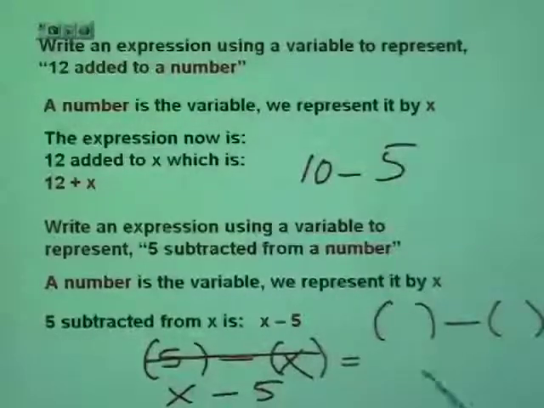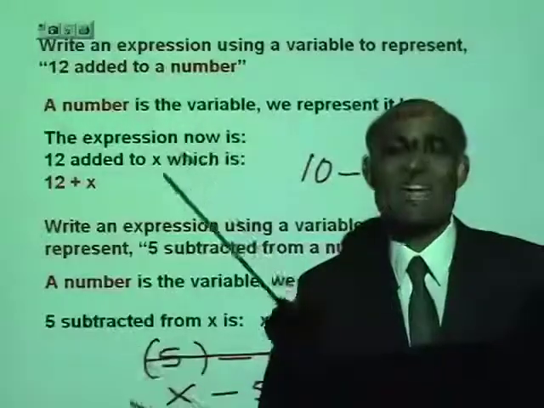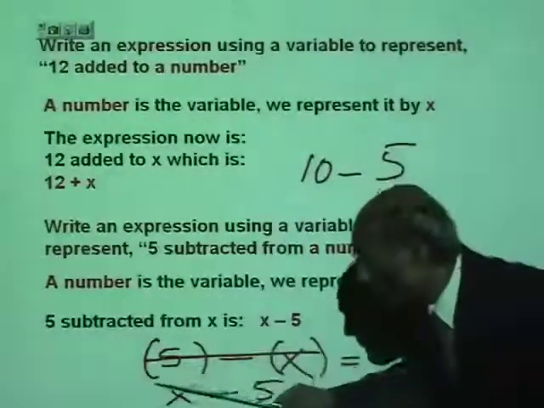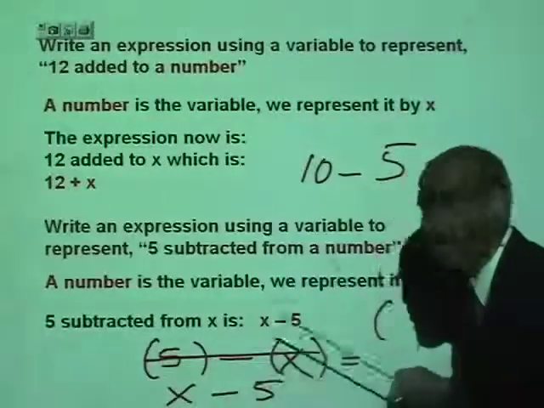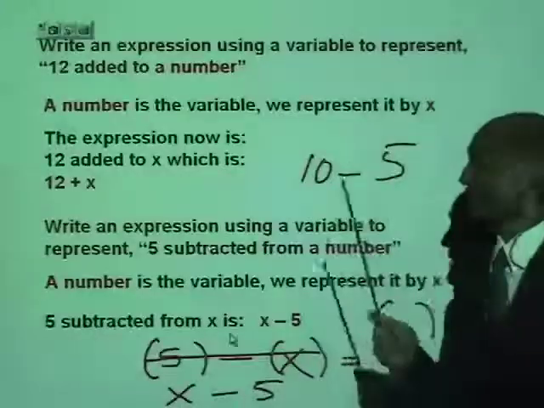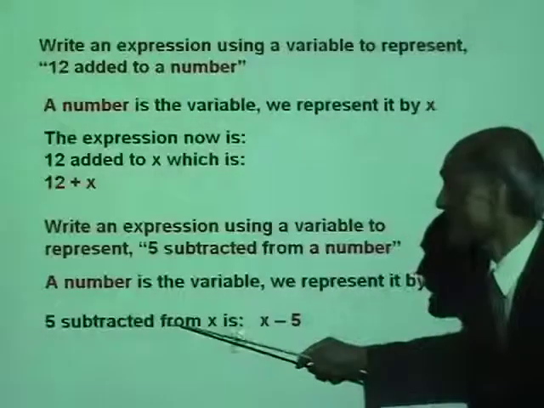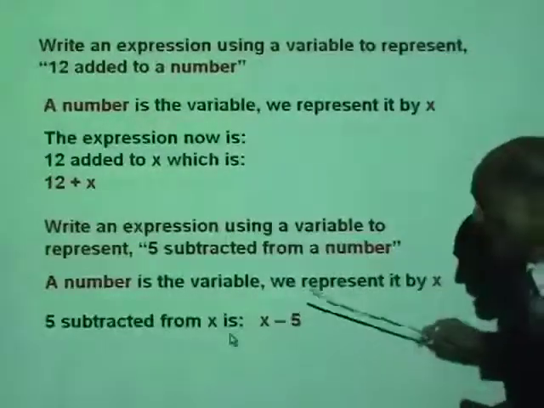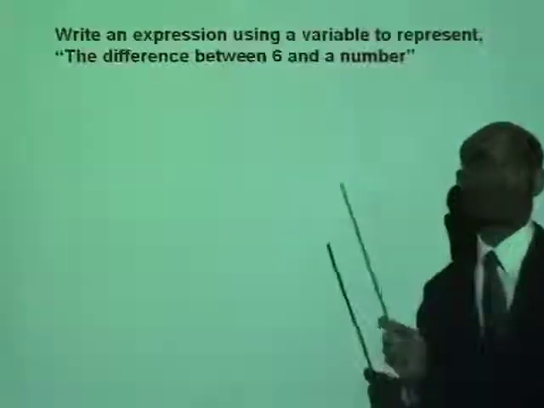So from now on, whenever I ask you to subtract a number from another number, that number after "from" must be on the left. And then take away the number you subtract. Okay. So 5 subtracted from x is x minus 5. 5 is taken away from x.